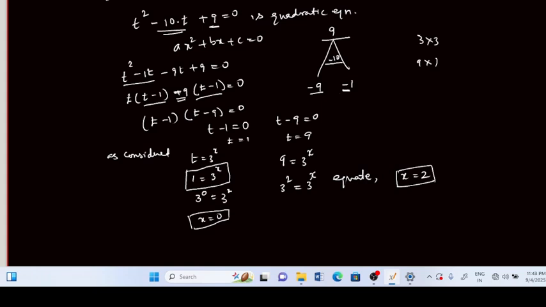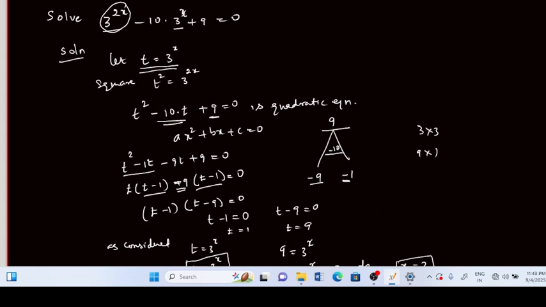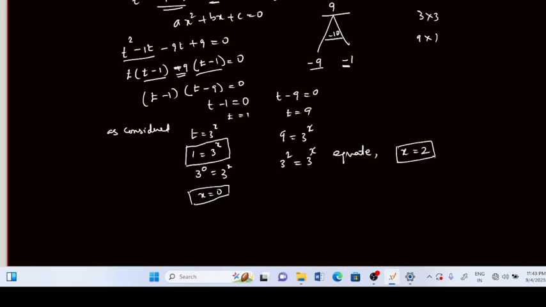If x is 0, what do we get? The given question is substituted here, x equal to 0, we get 3 power 2 into 0 minus 10 into 3 power 0 plus 9. So here 3 power 0 is 1, minus 10 into 3 power 0 is 1, plus 9. So if we add this, we get 0. So this one is satisfied. Similarly we can check for x equal to 2 whether it's satisfied or not. So x value is 0 as well as 2.